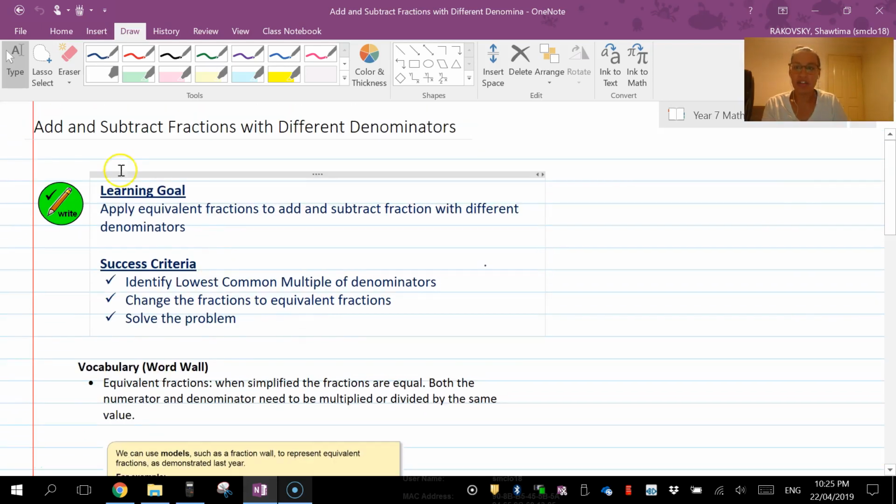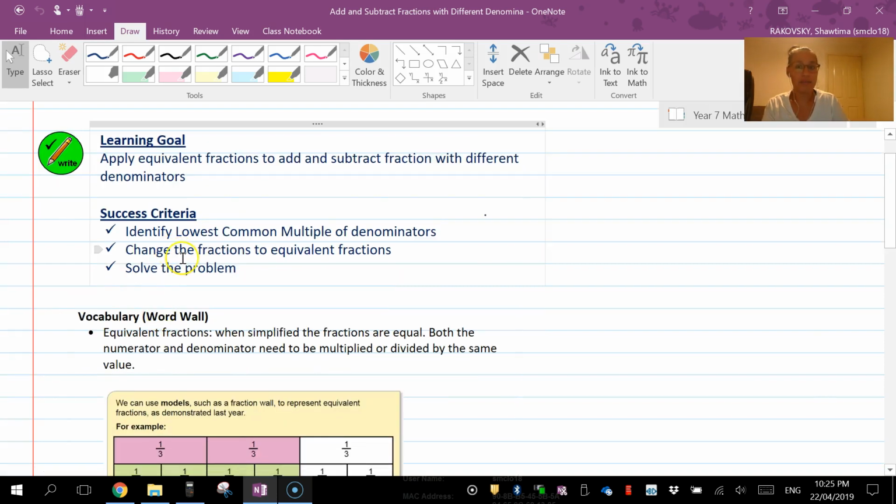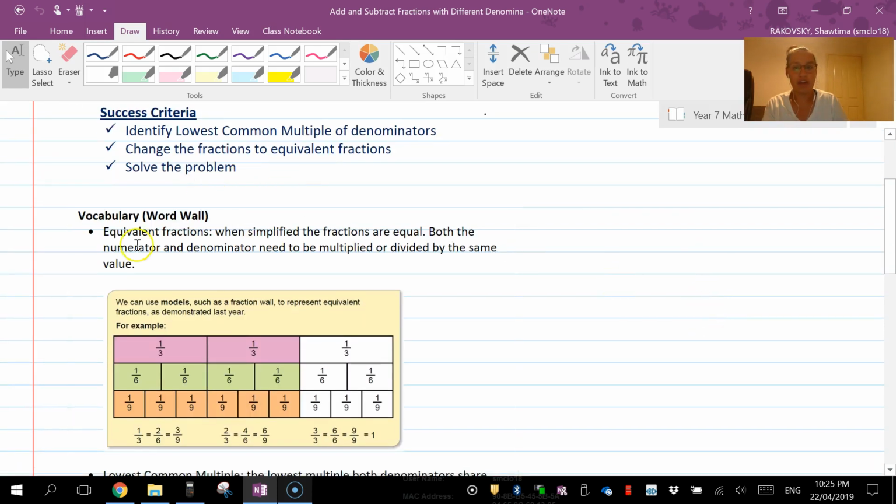Okay, hey, in this video we're looking at adding and subtracting fractions, and more specifically with different denominators. So we're going to apply equivalent fractions to calculate additions and subtractions. First, the things we might need to be successful: you should be able to recognize lowest common multiples, change fractions to equivalent forms, and then solve problems using addition and subtraction. So again, here comes the equivalent fractions.